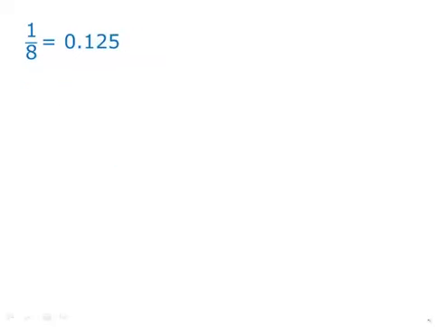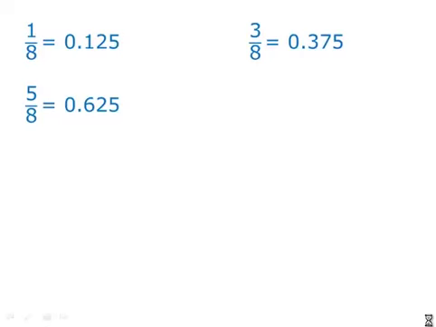1/8 is 0.125, multiply both sides by 3. We get 3/8 is 0.375. Start out with 1/8, multiply both sides by 5. We get 5/8 is 0.625, multiply by 7. We get 7/8 is 0.875. Notice that I wasn't worried about even numerators, because if I have an even numerator over 8, it would cancel and it would be something else in the lowest terms, something that we've already handled.